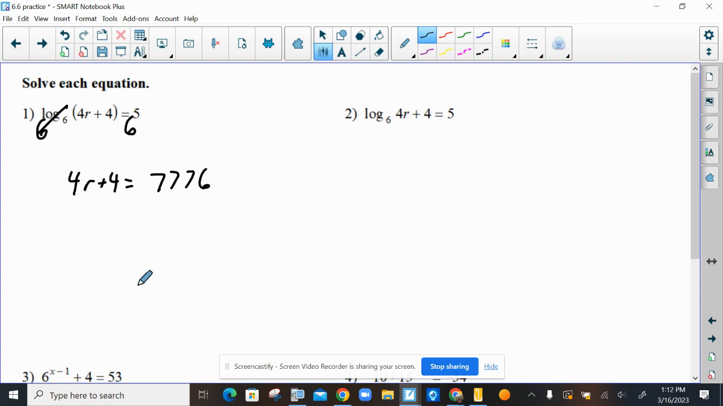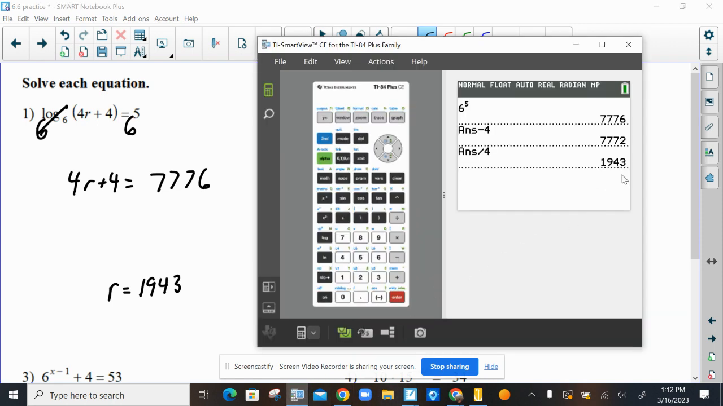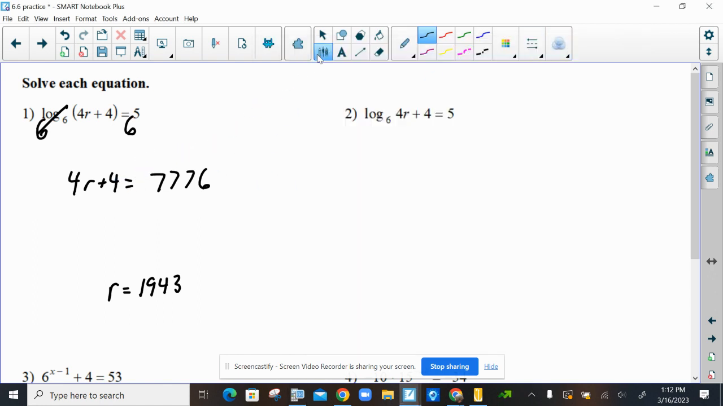So r equals 1943. Okay, just want to double check to make sure I wrote it down. Yep, 1943. So again, just understand we subtracted the 4. And then once we did that, we divided by 4. Okay, and when we did that, we got this answer.